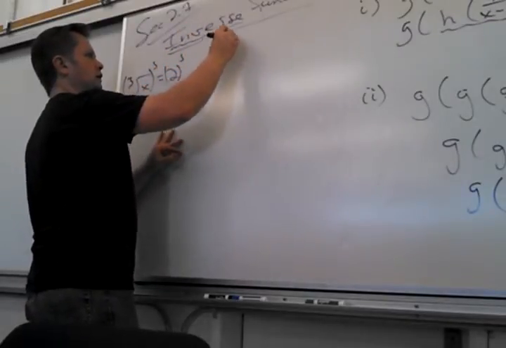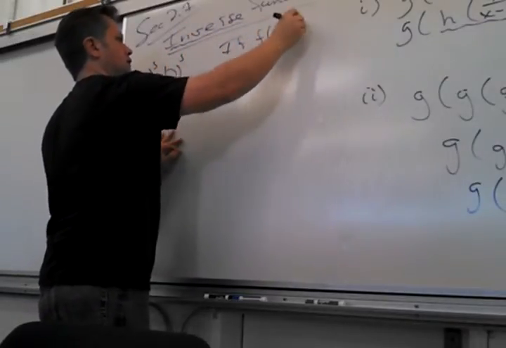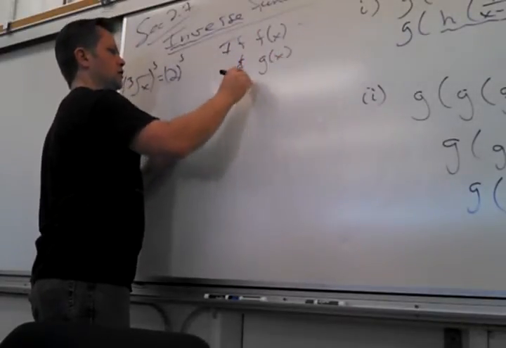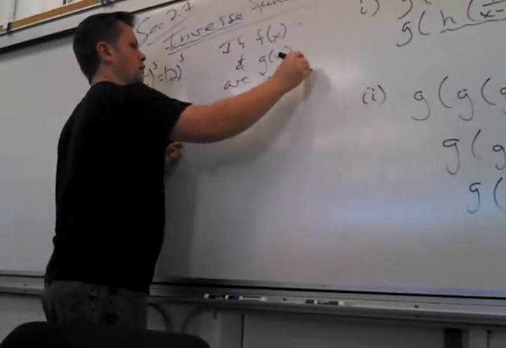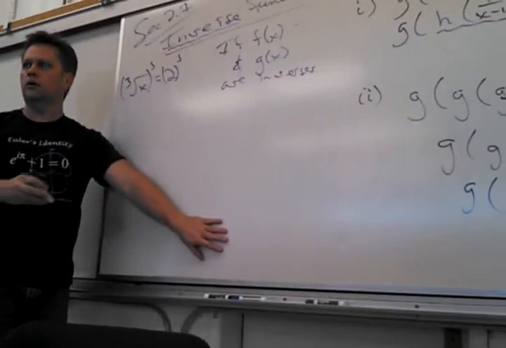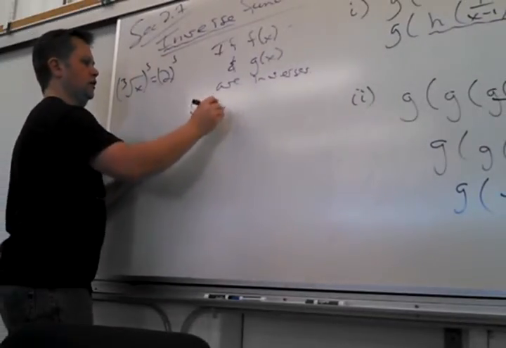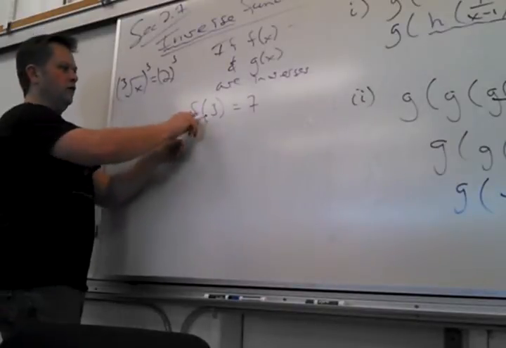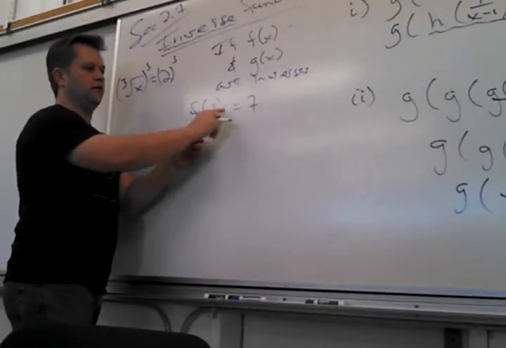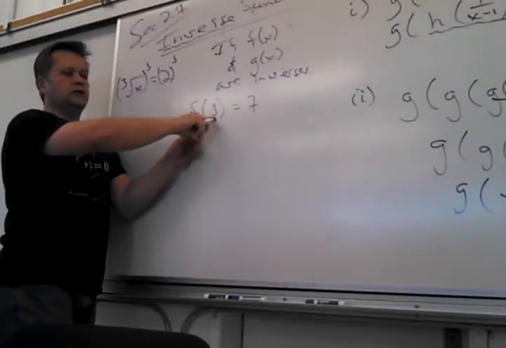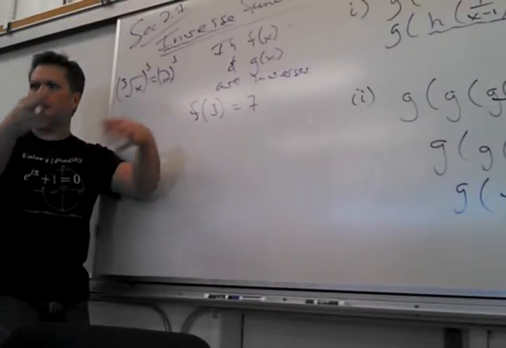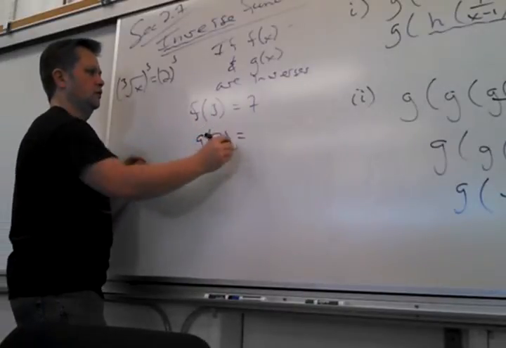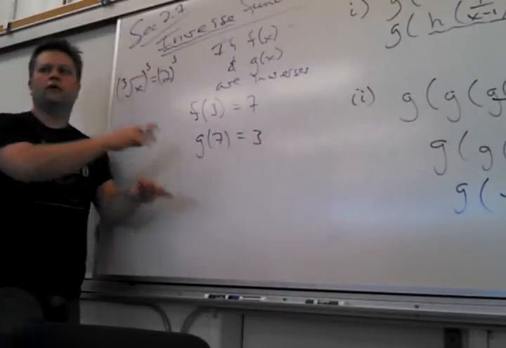So if f of x and g of x are inverses of each other, you with me? And I know f of 3 is 7. So f does something to 3 and makes it 7. Maybe it squares this and subtracts 2 or something. I don't know what the function is, but it takes 3 and makes it 7. What would g do to 7? Make it back to 3. I love it. Okay, good.